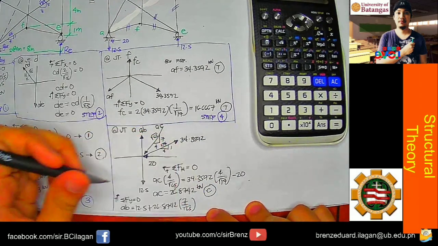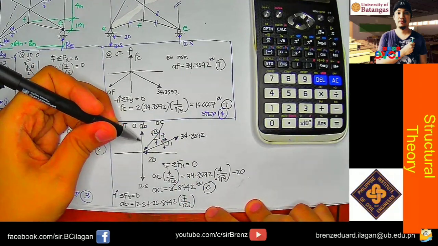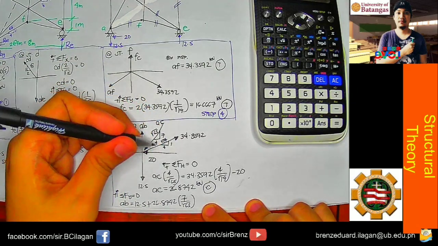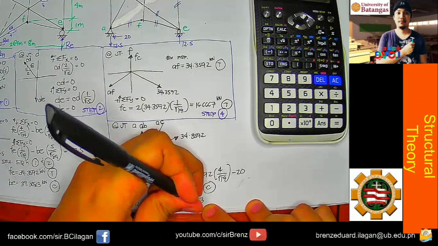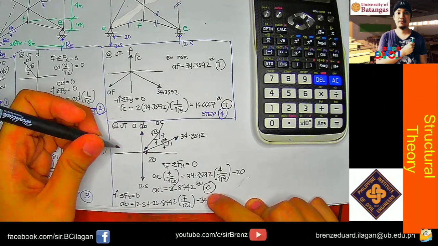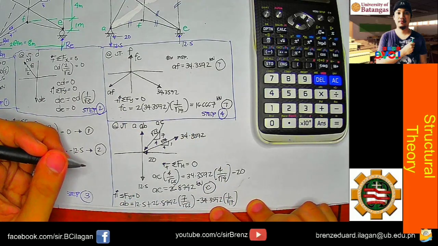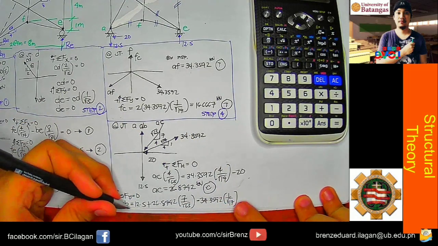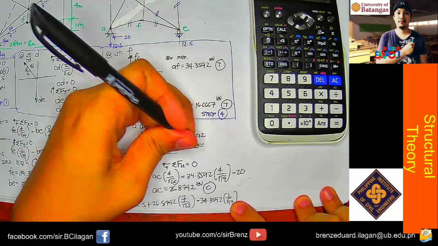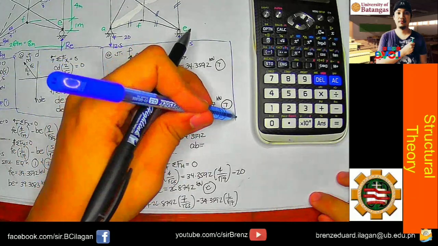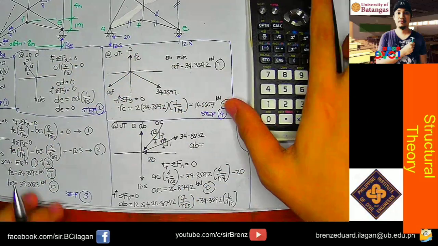Okay, so ano pang natitira? Itong 34. So minus, since pataas siya, nilipat mo sa kabila. So minus 34.3592 multiplied by 1 over square root of 17. So with that, we will have a value of AB. So dito ko na lang isulat ha. Nandito siya, para lang save natin yung space. Ayan.